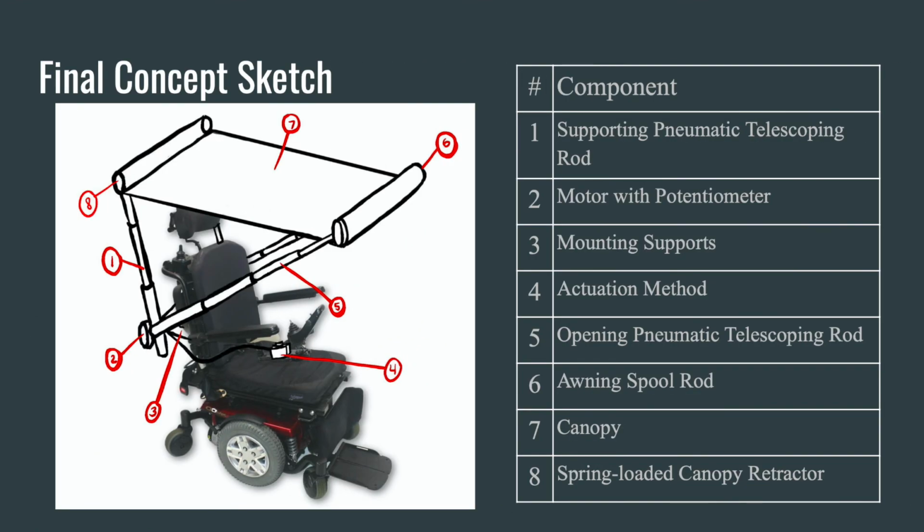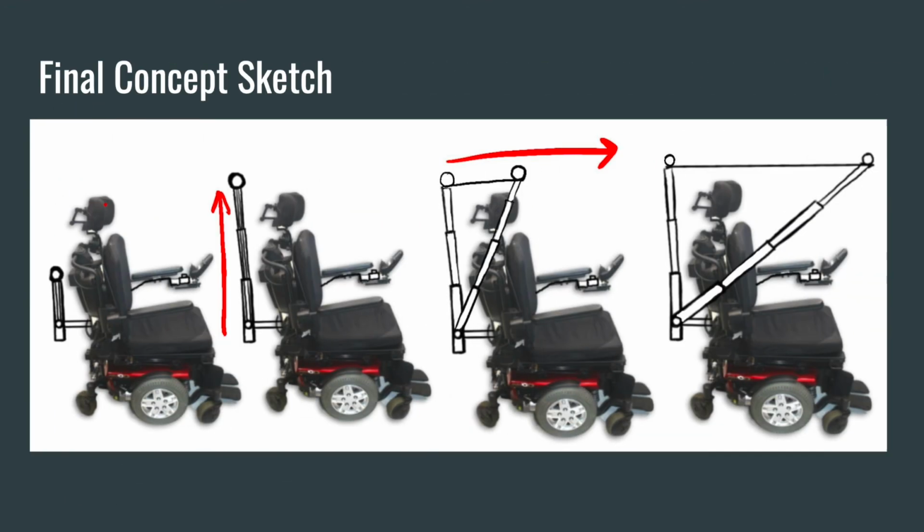This is Shannon, and we chose to go with the retractable awning design. When activated with the actuation method, the supporting pneumatic rods telescope upwards past the headrest of the wheelchair. The motor rotates clockwise, and the opening pneumatic rods telescope, moving the awning spool rod forward and unrolling the canopy. The canopy extends over the user's feet when fully deployed.